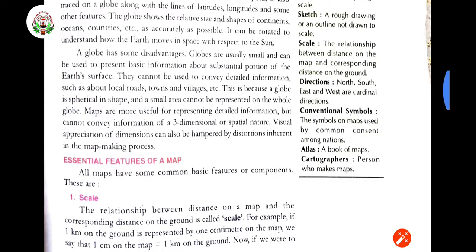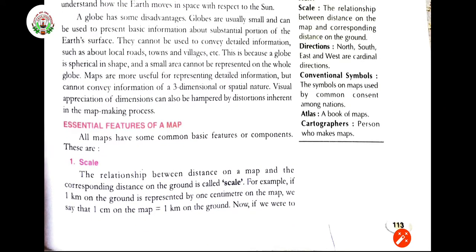Inherent means what? It is the basic or permanent part of somebody or something, and that cannot be removed from them. So it is going to be used for the map making process, right? Now, it is difficult to make the map, but those who are making it keep in mind so many things. Now, essential features of a map.